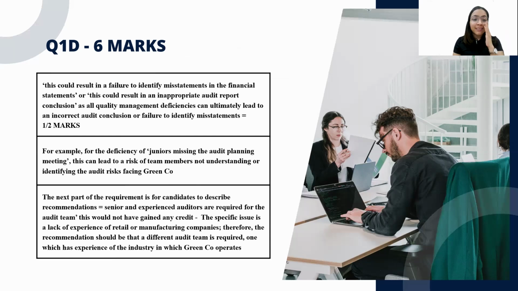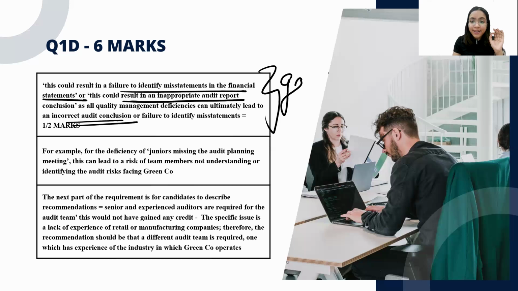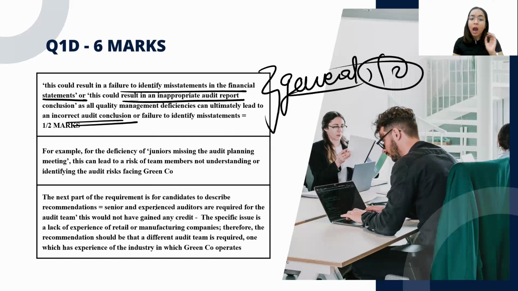Now, this could result in the failure of misstatement. Guys, if you are writing such vague recommendation, vague explanation, that this would result in failure, okay, this would result in inappropriate audit report. This is very common. Every deficiency would ultimately lead to the incorrect audit conclusion. So if you are writing such general statements, again, half marks.